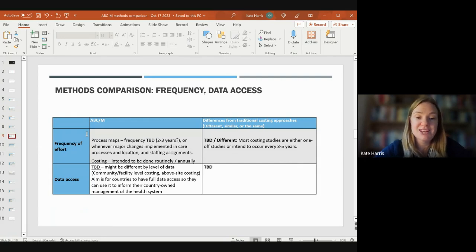Part of the reason that activity-based costing is meant to be routine is that M at the end: activity-based costing for management. If we can get data more routinely and annually, it's easier and more accessible to use this for a management approach, if you can get data more quickly and react to it more readily. And the other point is data access. The intention of activity-based costing is for countries to have full data access so they can use it to inform their country-owned management of their health system. That's the intention.